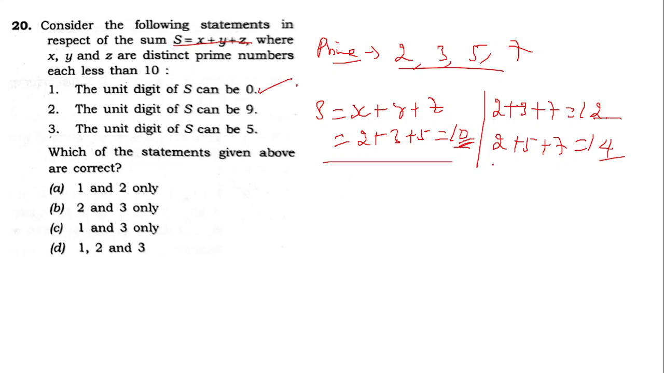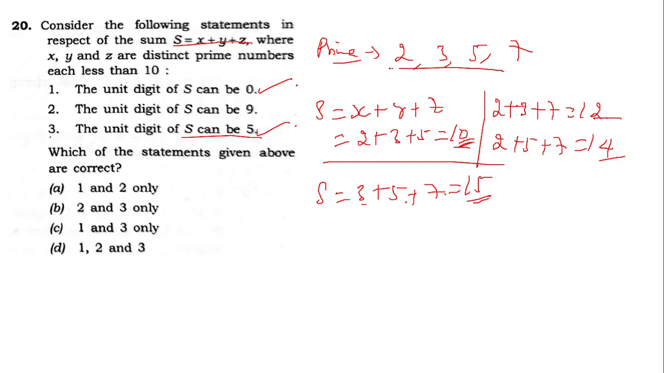Let me try some more combination. Let me try this way. 3 plus 5 plus 7. 3 plus 5 is 8, 8 plus 7 is 15. Unit digit is 5. There is one more option. Unit digit of S can be 5. Yes, possible. Now one more option is unit digit 9. Is it possible?